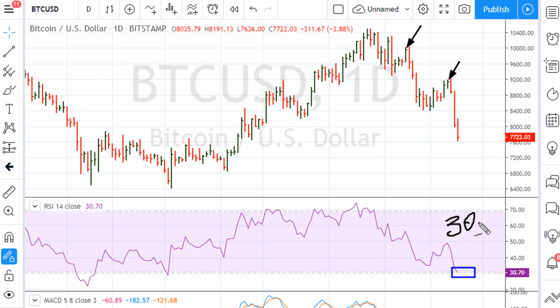On the RSI, we should determine where the cryptos go in the short term.